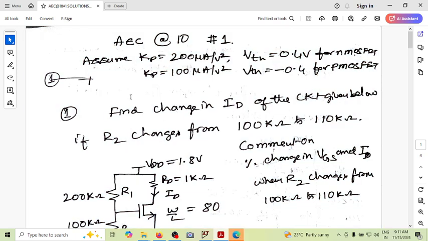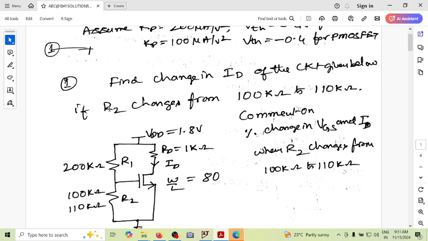Of course, in this entire video, we'll be assuming Kp of NMOS transistor as 200 microampere per volt square and the threshold voltage as 400 millivolt. Similarly, for PMOSFET, Kp is considered as 100 microampere per volt square and threshold voltage is minus 400 millivolt.